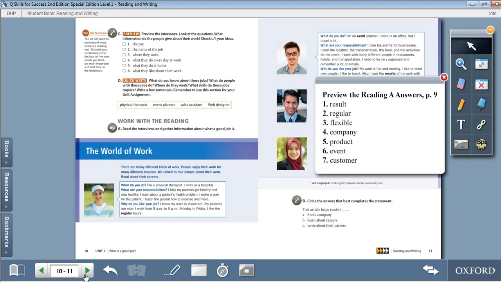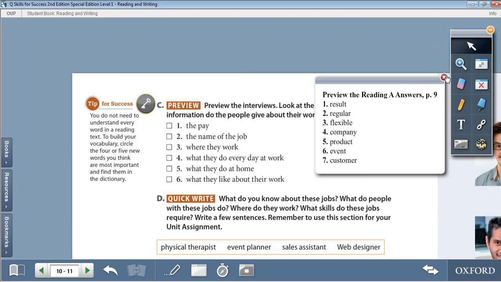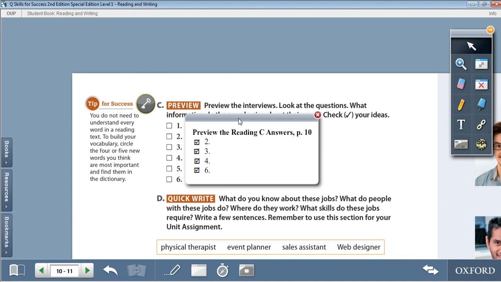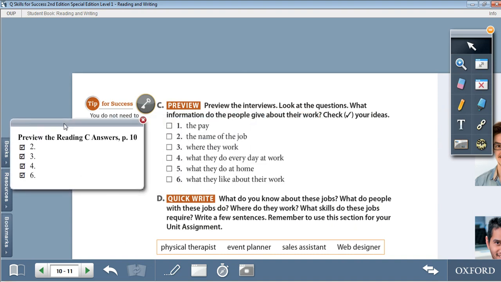Moving on to activity C. Now in activity C, you need first to preview the following text. Previewing is reading the title, the captions, and the subheadings. Preview the interviews. Look at the questions. What information do people give about their work?